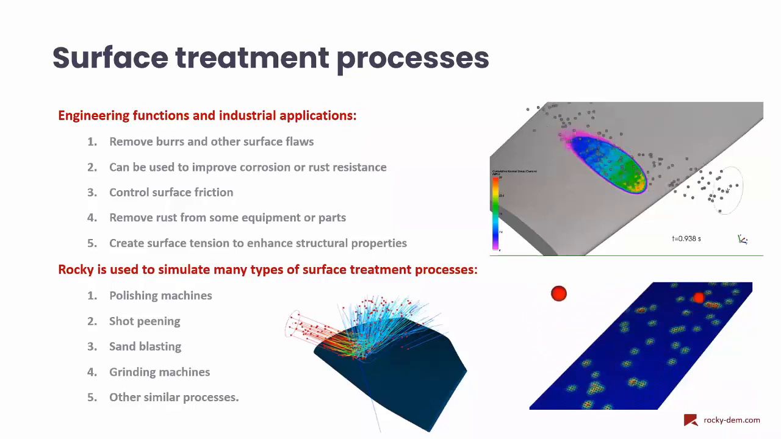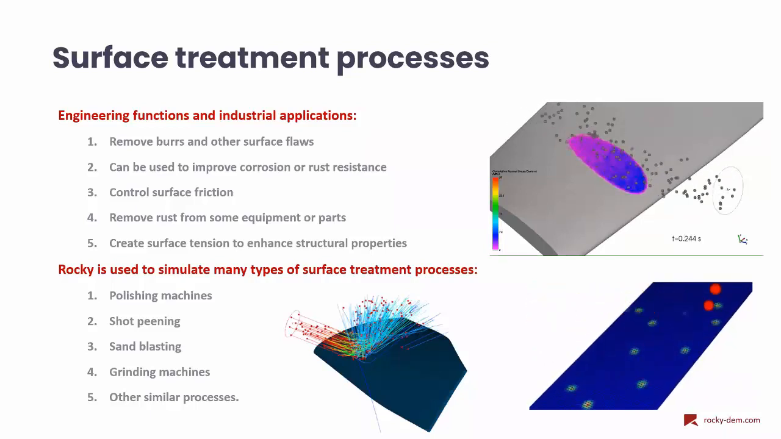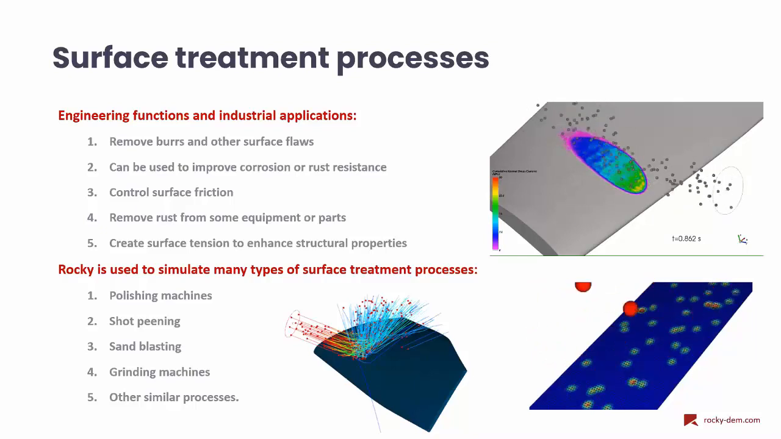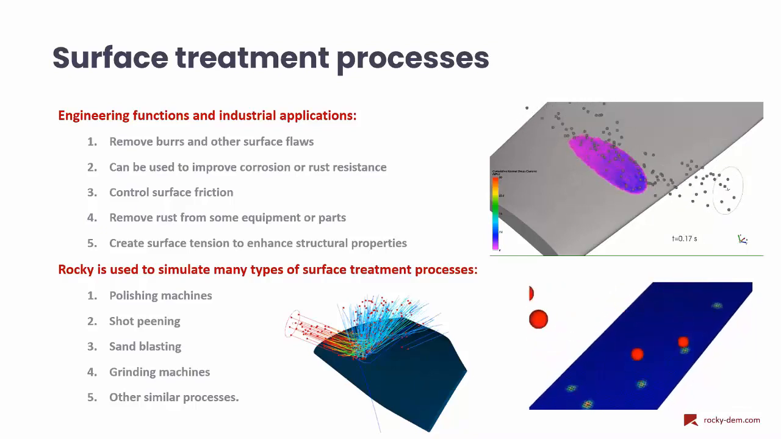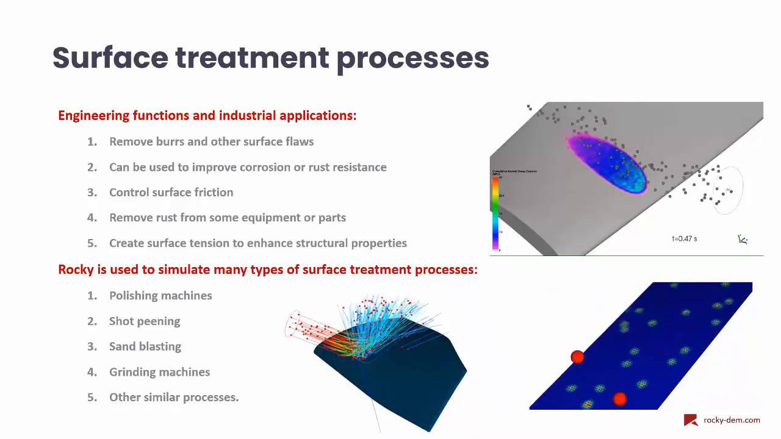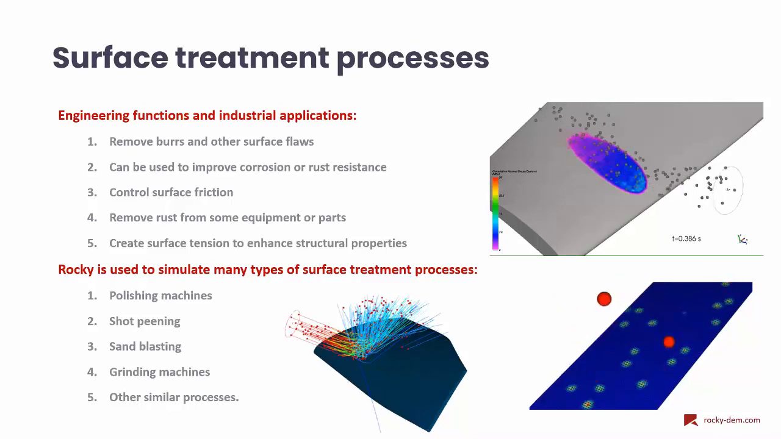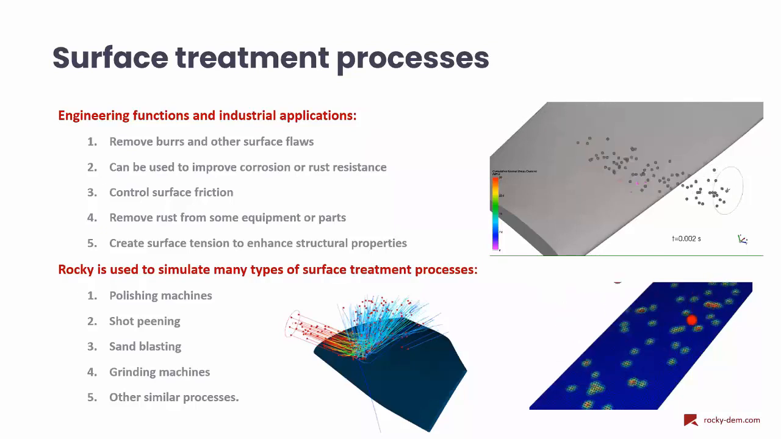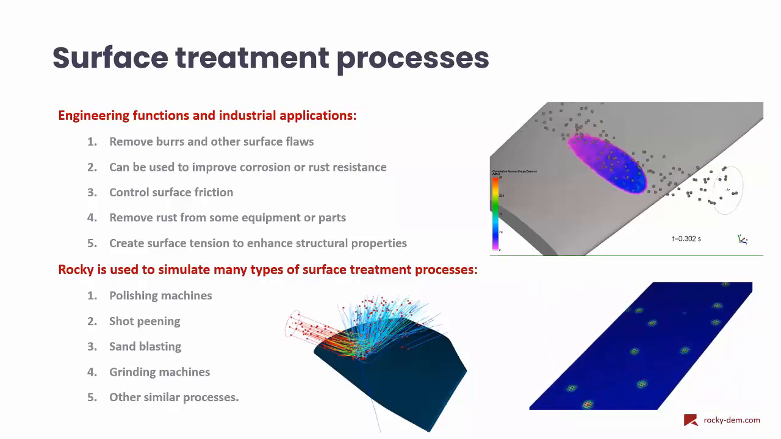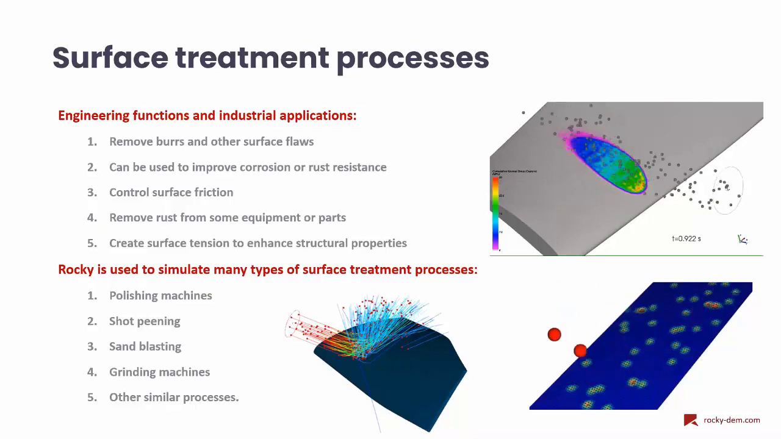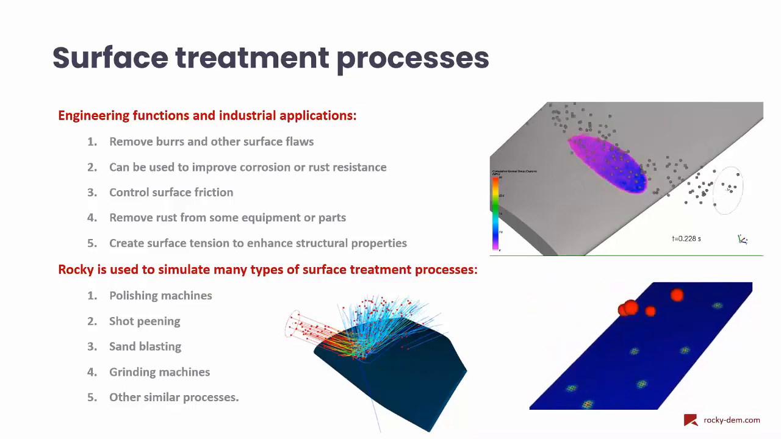And of course, there are several other applications. For example, some of them require a coating of a specific product to change the interface interactions. And here, Rocky DEM can handle most of these problems. For example, polishing machines using a bed of particles, as we saw in the previous slides, shot peening, pointing the particle flow to the geometry piece, sand blasting, grinding machines, and other similar processes.